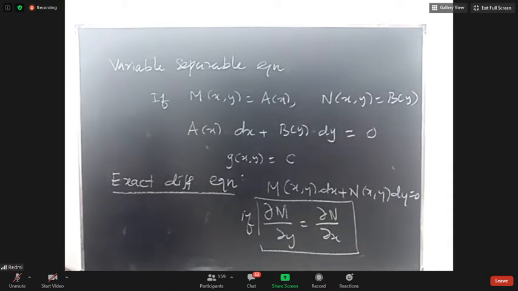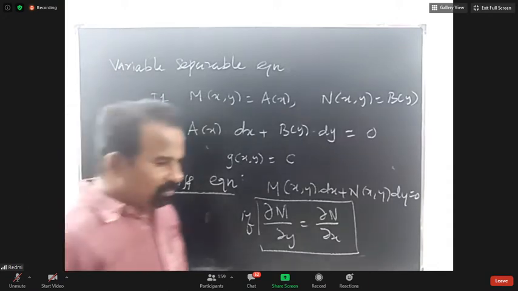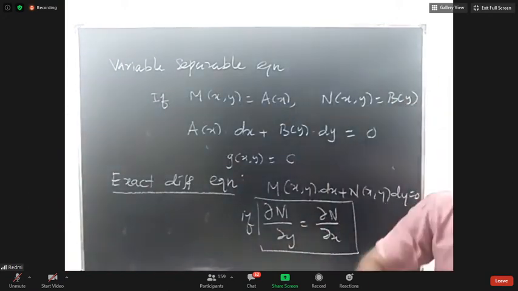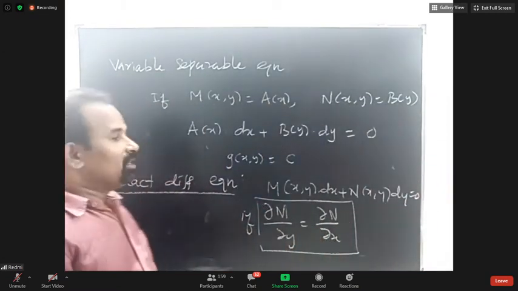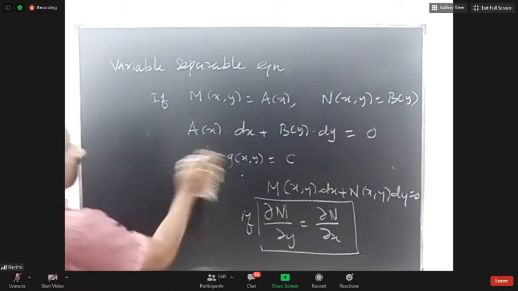Okay. Then for each type of equation, we have some method to solve it. We have some rules to solve it. So how will the solutions be?